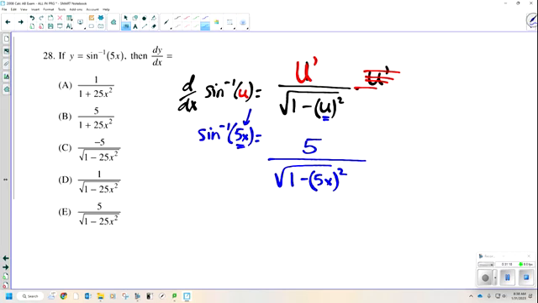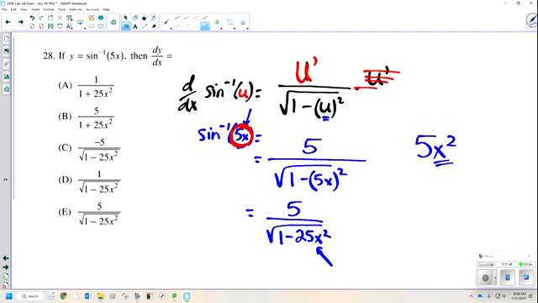Why is that important? I have so many students that write it like this. That's the answer. No, I'm not just squaring the x. I'm squaring the whole thing, everything in here, including the 5. That's why the parentheses are important. If I square the 5 and the x, I get 25x squared. Never try and simplify that radical. And that's the answer. That's choice E.